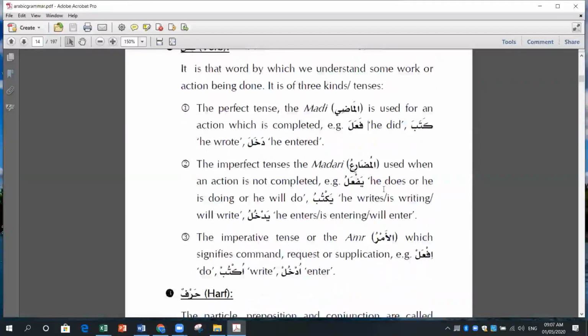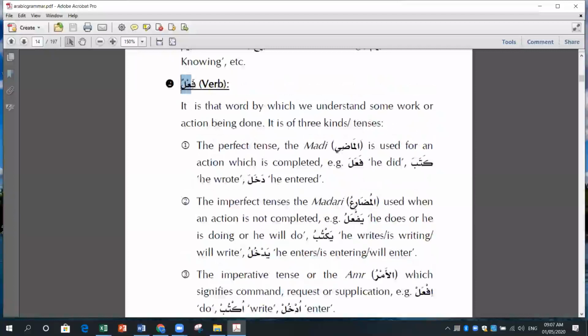So each Arabic word will have a pattern. In the case of fa'ala, it can be fa'ala or fa'ila or fa'ula. It can be used three ways. But we will be using the word fa'ala, because this is written as fi'lun here. So this word we will use as a sample. Fa'ala always comes as fa'ala, but I was giving you examples using this word because this is our main word. Whenever I explain something, I'll take this word.